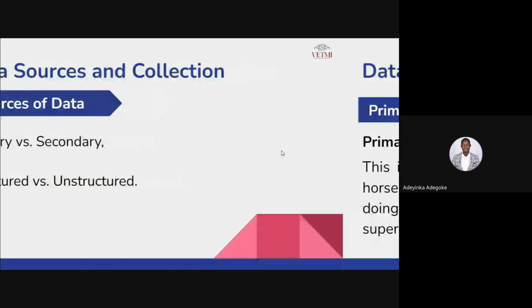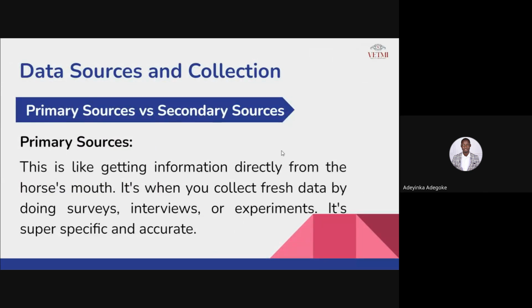Okay, let me see the definition we have here. It says primary sources. This is like getting information directly from the source. It's when you collect fresh data by doing surveys, interviews, or experiments. It's super specific and accurate.